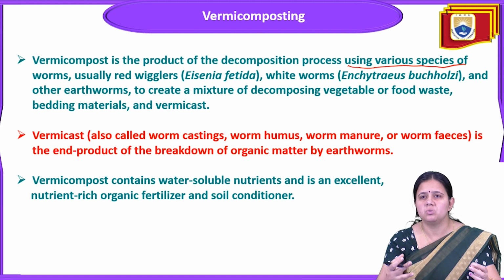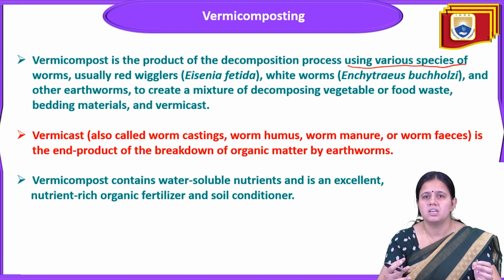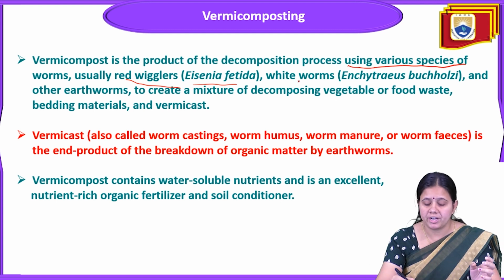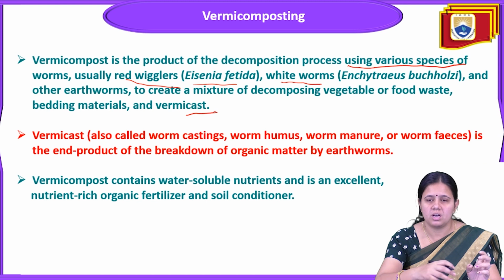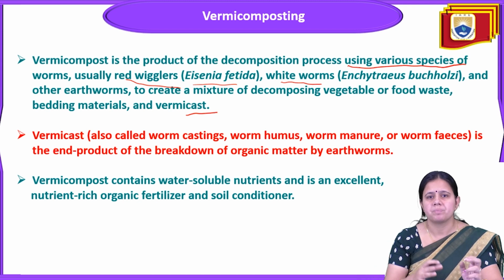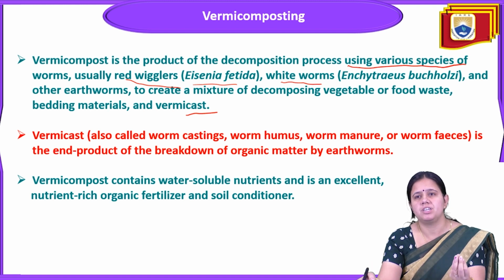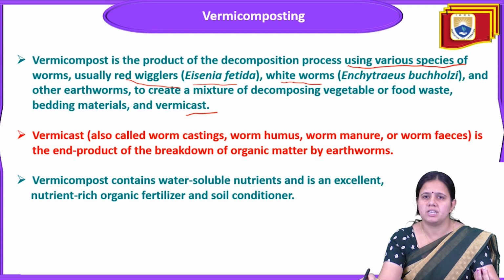The worms that are used for this vermicomposting process include the red wiggler, which is called Eisenia fetida, and some white worms, and some other earthworms. These earthworms help to create a mixture of decomposing vegetable or food waste, some bedding material and vermicast. So the types of earthworm are the red wiggler, white worms and some other earthworms, and they help in creating a mixture of decomposing vegetable or food waste and bedding material.